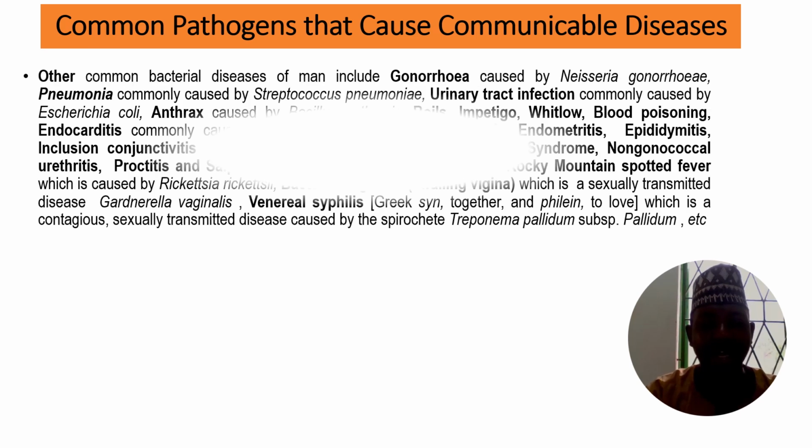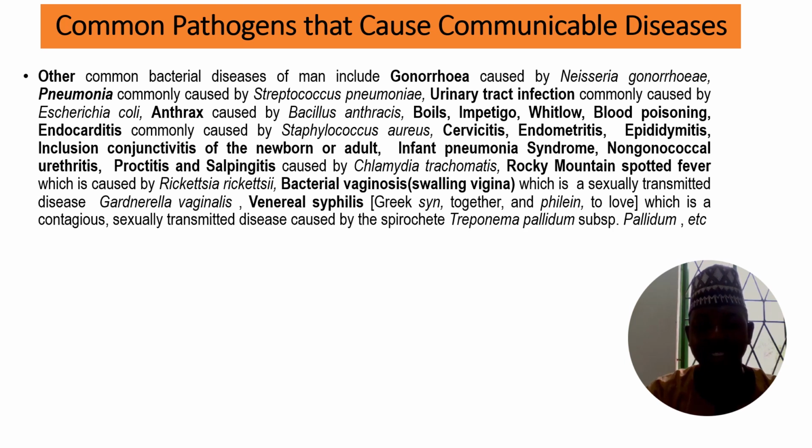Now we have so many other examples of bacterial diseases in our environment, which include gonorrhea, that is caused by Neisseria gonorrhoeae. We have pneumonia, which is commonly caused by Streptococcus pneumoniae. We have urinary tract infection that is commonly caused by Escherichia coli. We have anthrax, which is a disease that is caused by Bacillus anthracis.